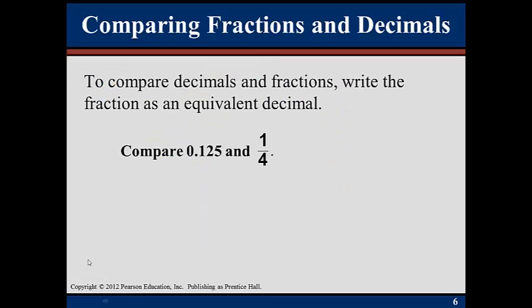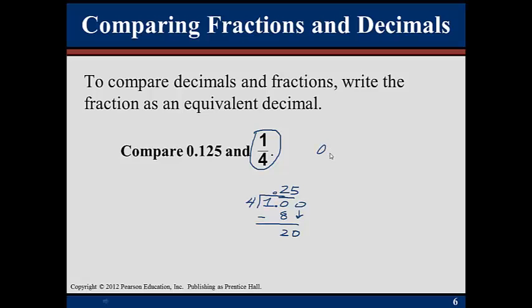Okay, so now we can compare fractions and decimals. To compare fractions and decimals, you need to write the fraction as a decimal, and then you can compare them. So here's an example. It says compare 0.125 and 1/4. Well, the first thing we need to do is write our 1/4 as a decimal. So that means we're going to have 1 divided by 4. And that's the same as saying 0.25.